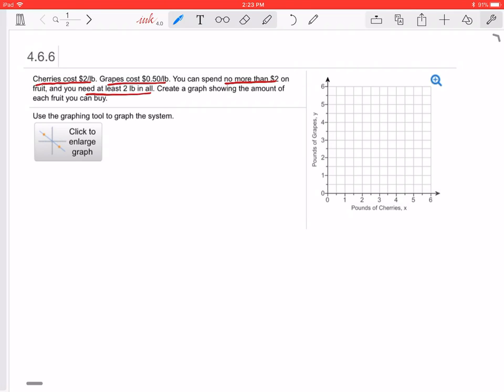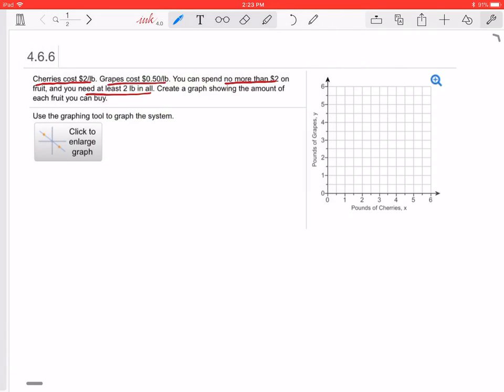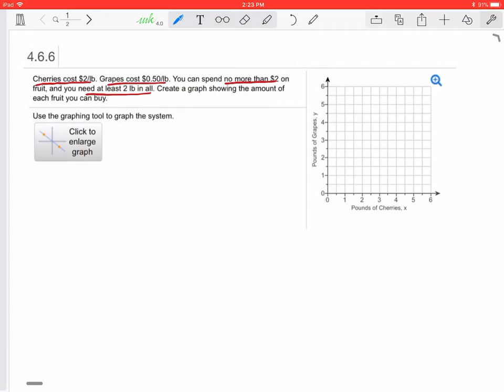Now I'm going to do something a little bit different here. I'm going to write some symbols, and the reason is that writing the symbols over the word problems helps us write our actual inequalities. It tells us that cherries are x, so I'm going to write above cherries, x. And it also tells us that the pounds of grapes are y.